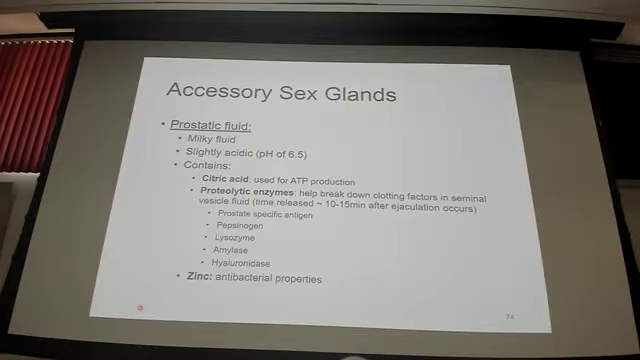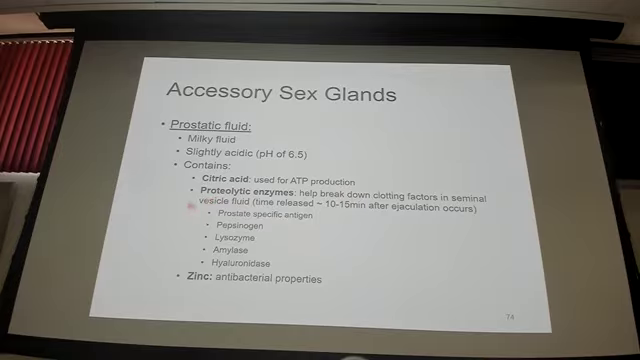And prostatic fluid, we're going to talk about that. It is a little bit acidic, but it is surrounded by a more alkaline fluid, so it balances out. It doesn't contribute to an overall pH decrease of seminal plasma. All right, citric acid helps us make ATP. And then these proteolytic enzymes, I want to talk about these.